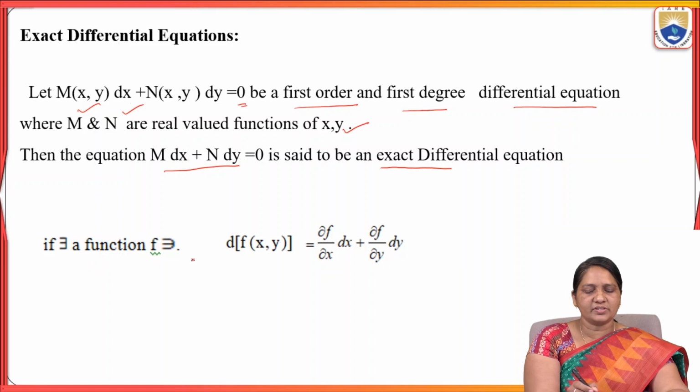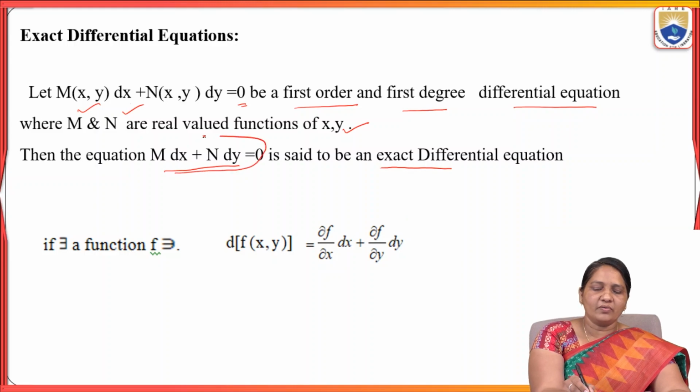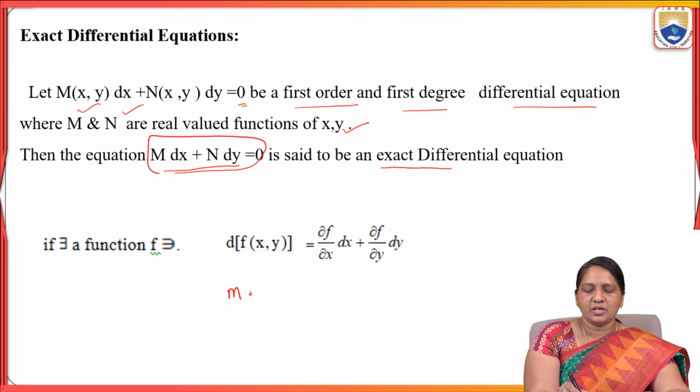This is the form of the exact differential equation, if there exists a function f such that d of f of x comma y is equal to dou f by dou x into dx plus dou f by dou y into dy. That is, M dx plus N dy equal to 0.